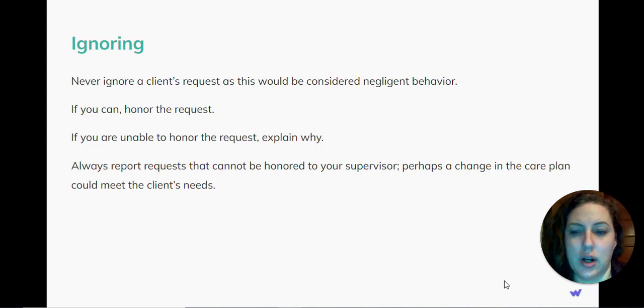Never ignore a client's request, as this would be considered negligent behavior. If you can, honor the request. If you're unable to honor the request, explain why. Always report requests that cannot be honored to your supervisor. Sometimes a change in the care plan can meet the client's needs.